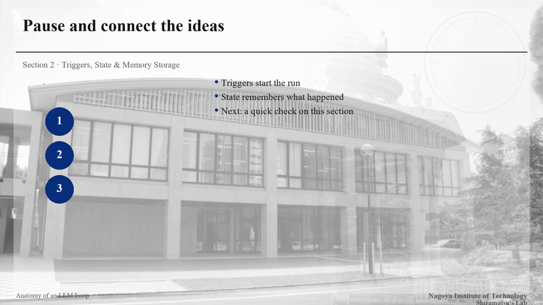Now, the quick check. Quick check after Section 2. What initiates the loop cycle? Choose A, B, C, or D. Take 1 minute to think, then choose A, B, C, or D. The correct answer is not shown.